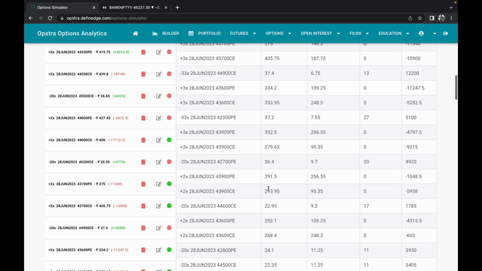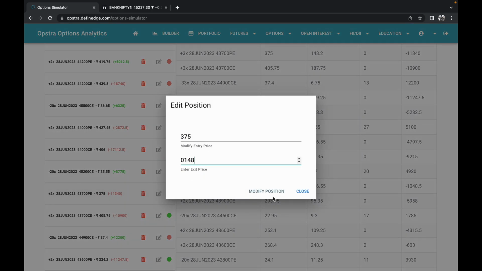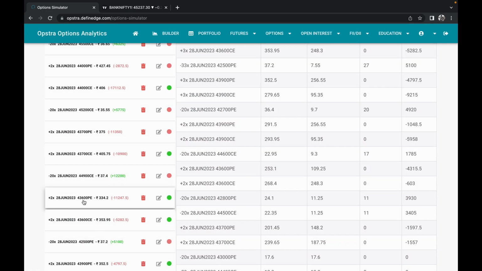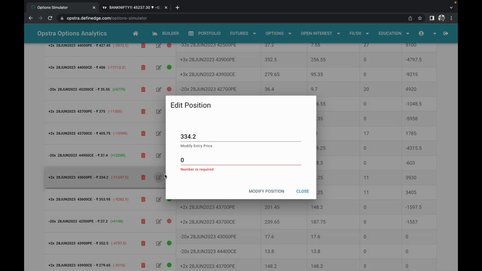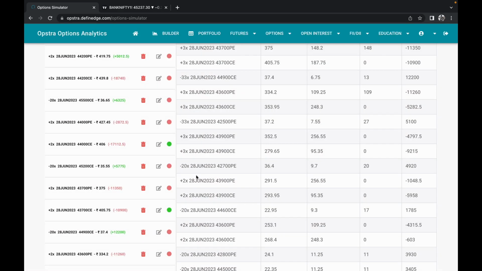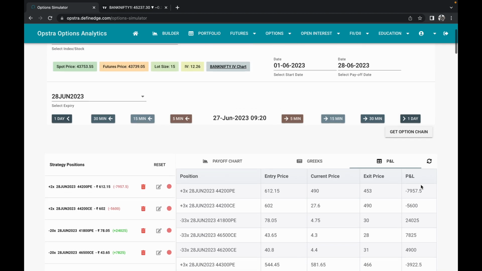The oldest put buy option which is available to us is 43,700, and the premium is currently running at 148 rupees. Now the other put buy option that is available to us is 43,600, and the value currently running is 109. Okay, after the adjustment, we can see that our loss is around 53,000 rupees.